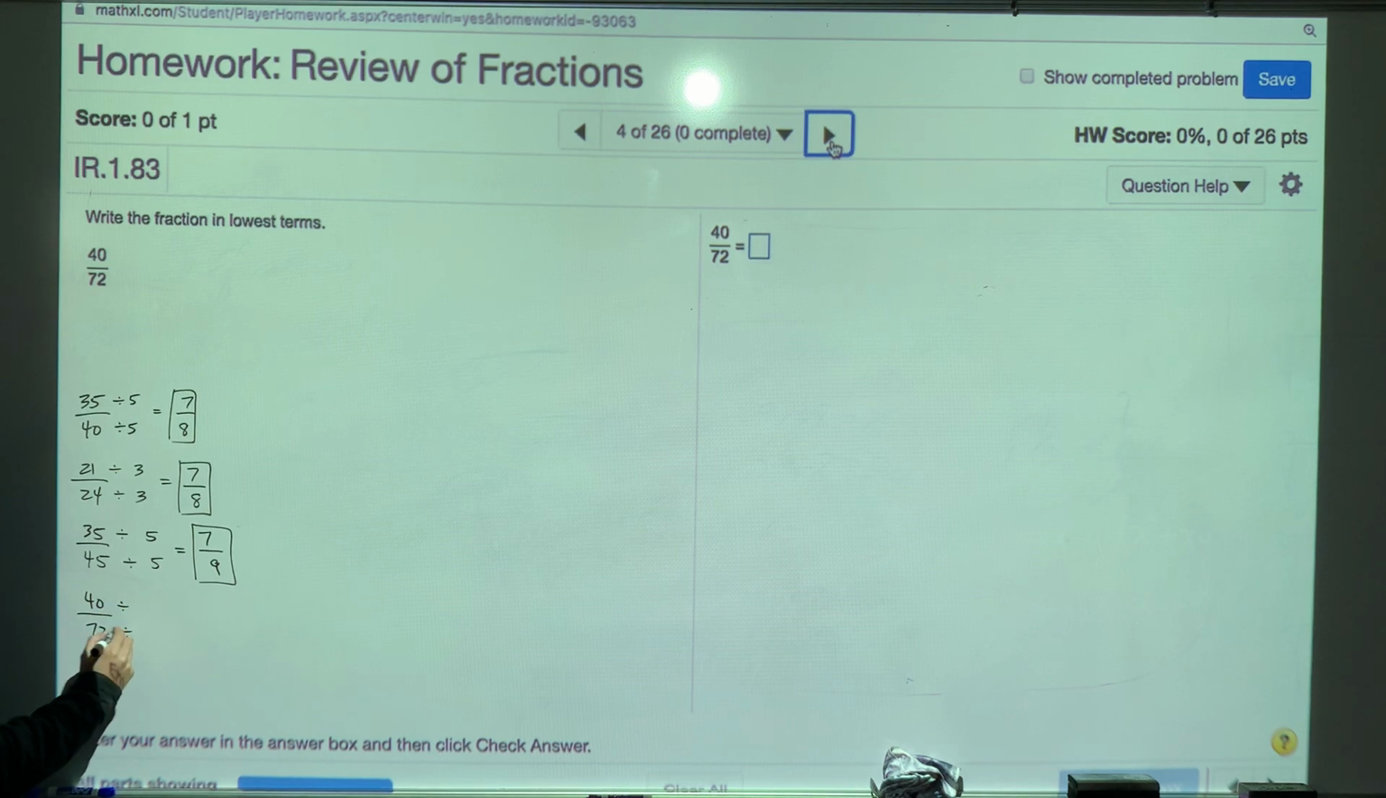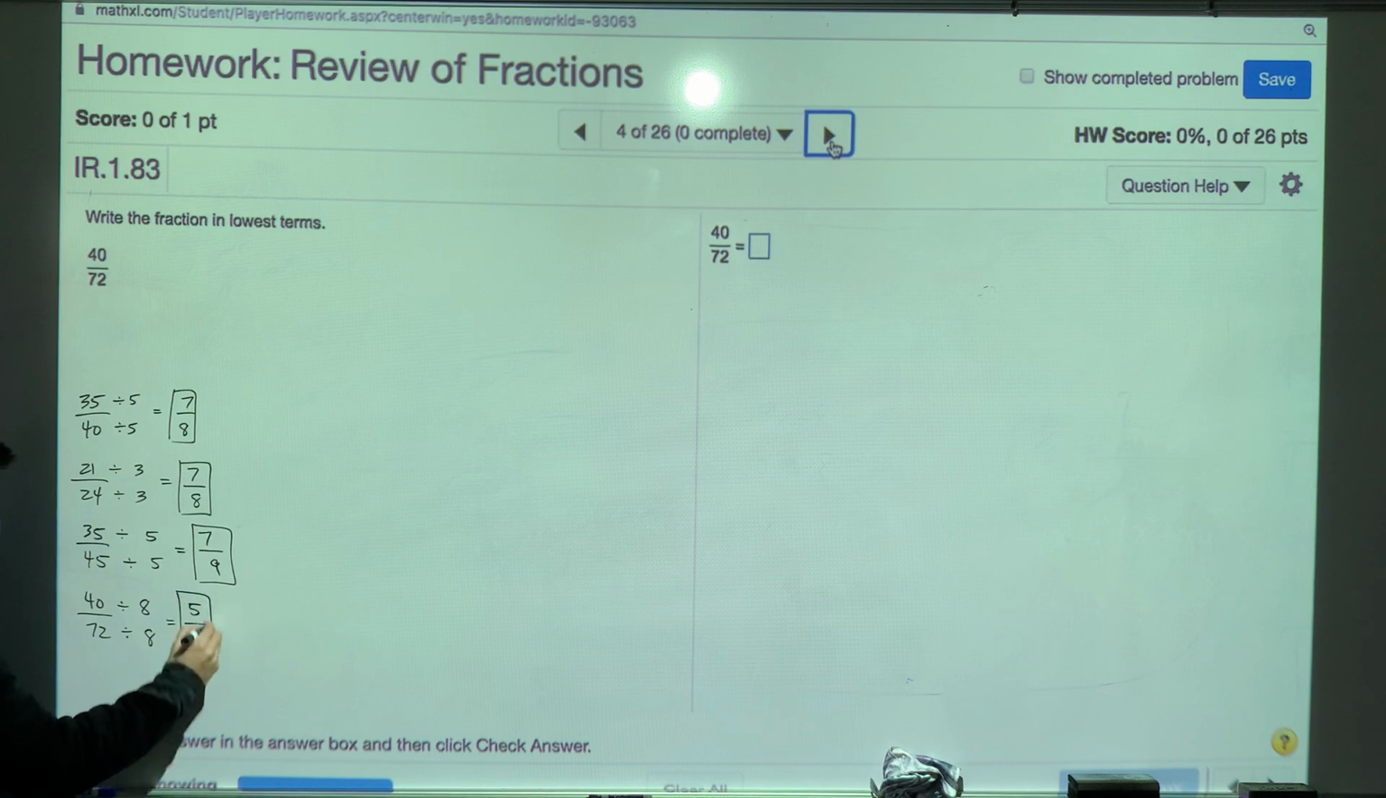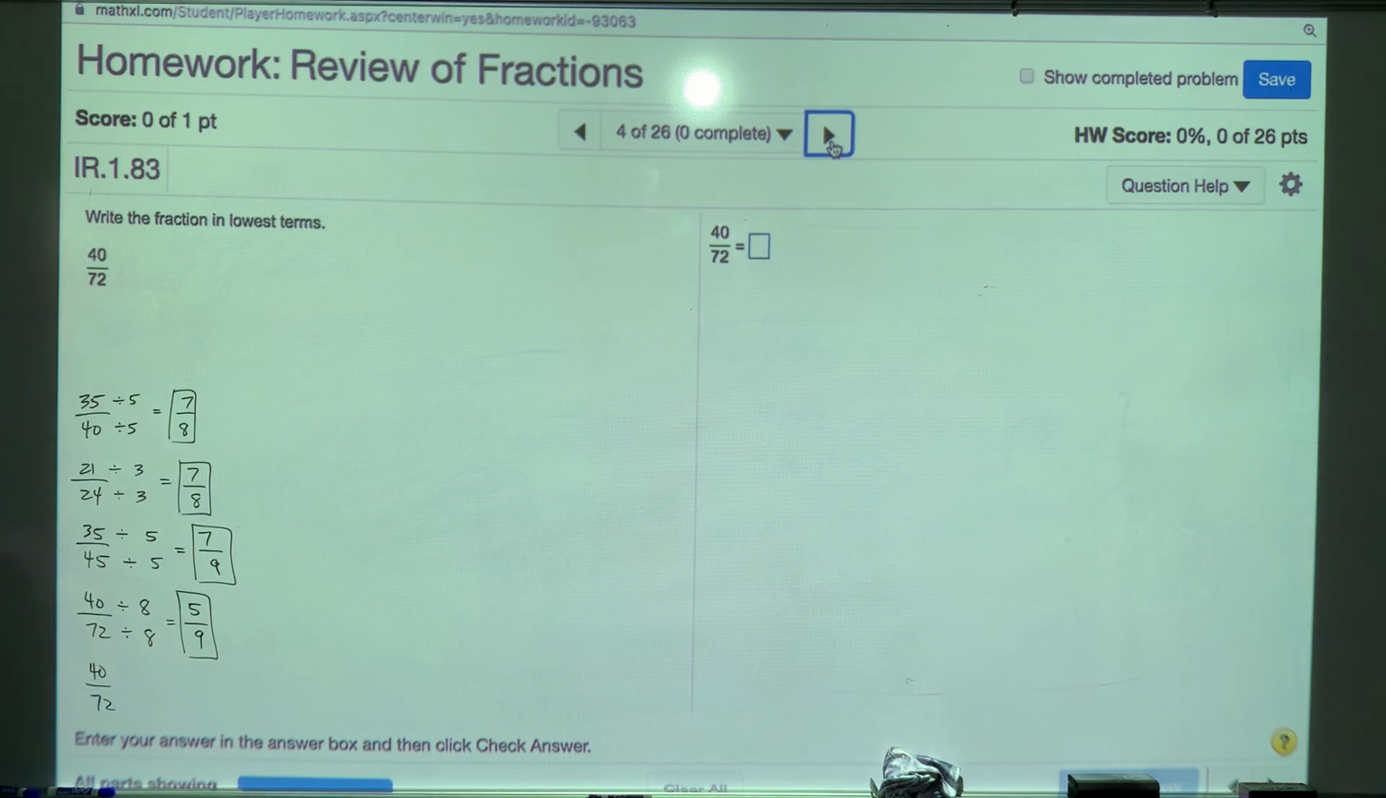Same concept. What is a number that they are both divisible by? Now, what's a little bit difficult about this is that for a lot of people, they might not see it. They might not see that it is 8. And if you don't see that it's 8, there is still a way to get to the answer of 5 over 9. Let's say, for example, that you happen to not realize that 8 is the greatest common number that 40 and 72 are divisible by. Then, let's say that in your mind you can only think of 2. That's okay. Divide them both by 2 and see what happens.